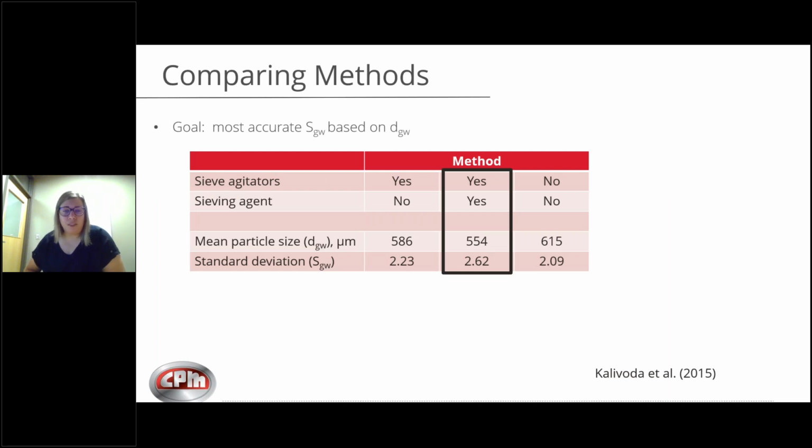Continuing on with our goal of obtaining the most accurate standard deviation based on particle size, we compared using sieve agitators and sieving agent in different combinations. With this sample, once again, it was the same sample, except it was divided and analyzed 3 different ways. When we used, in the black box, sieve agitators and sieving agent together, we obtained the lowest particle size and the highest standard deviation, thus giving us the most accurate result.